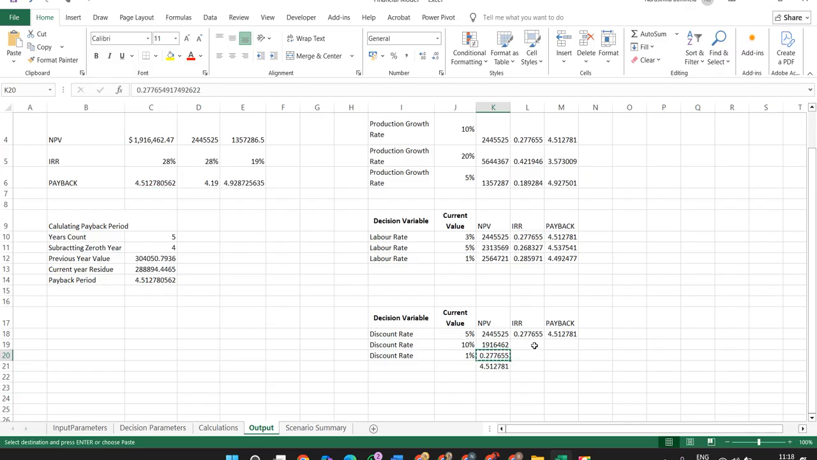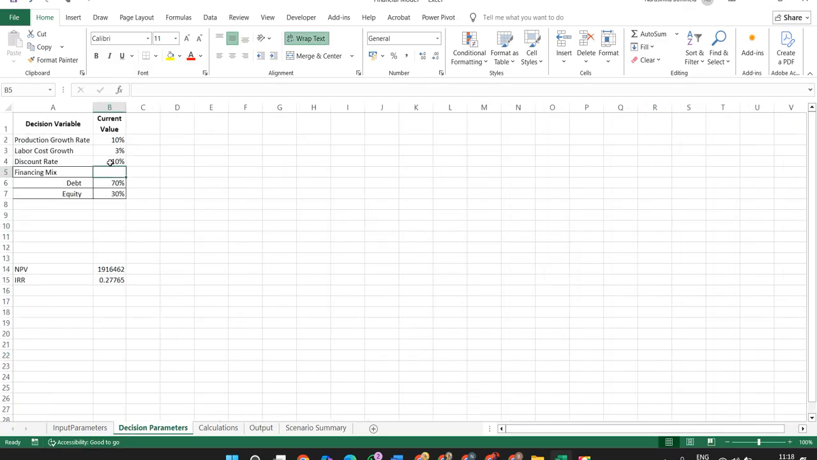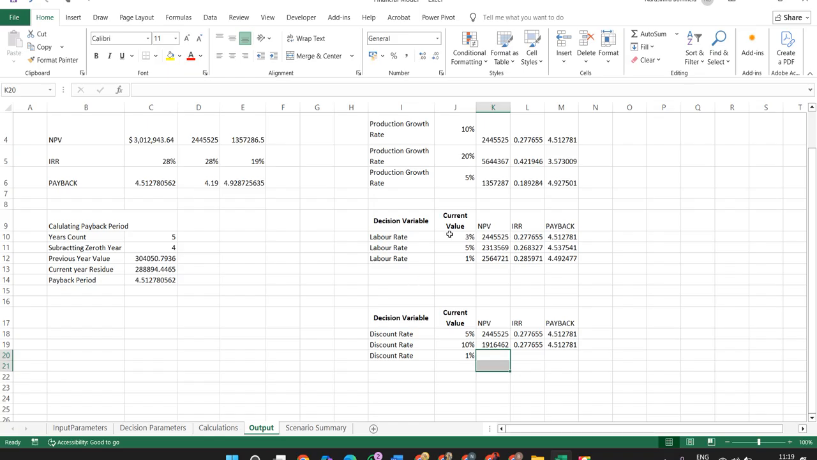NPV has an impact from the discount rate, and there is no impact on internal rate of return, and there is no impact on payback period. Okay, so those two are common. Now again, let us change it to 1%. How will the impact be?